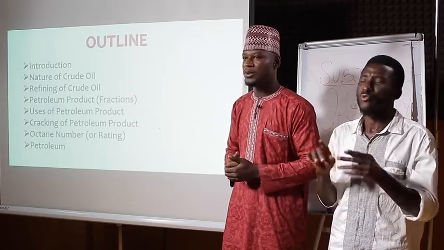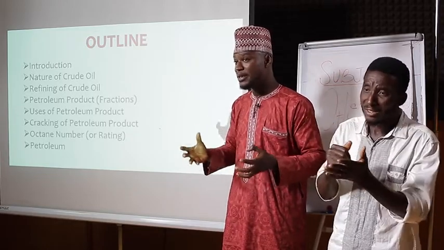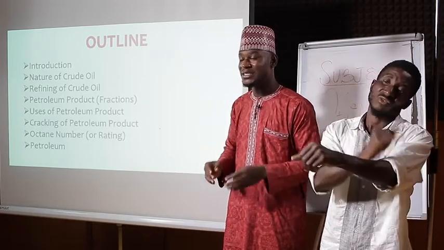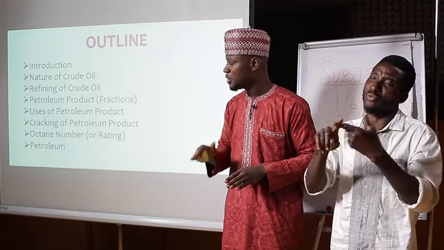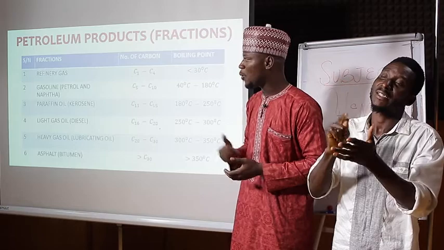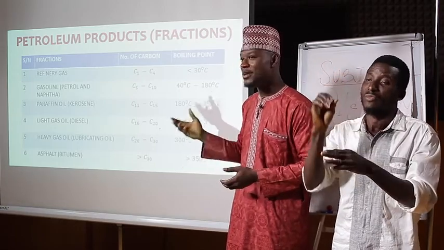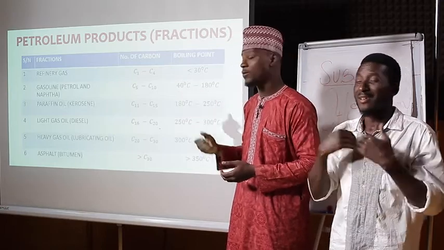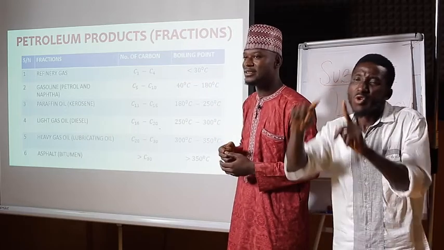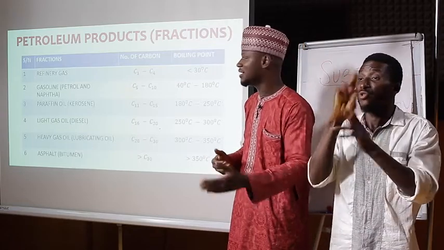How do we refine petroleum? We refine it by adding the crude oil collected beneath the ground to a fractionating tower, which is heated to certain temperatures. At each given temperature, fractions are given off. Examples of the fractions we have are: 1, refinery gas, which we know as cooking gas. It has a very low number of carbons, from carbon 1 to carbon 4, and it is collected at a low temperature of less than 30 degrees Celsius. Remember, it is our cooking gas. We use it for cooking in our cylinders.